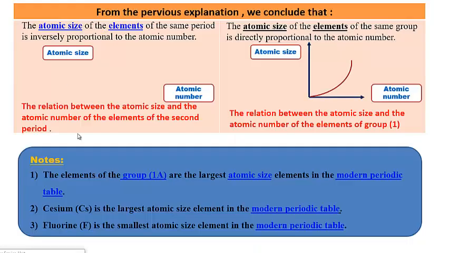Okay, let's continue. I have some notes in our lesson. Number 1, the elements of group 1A have the largest atomic size in the modern periodic table. Cesium has the largest atomic size in the modern periodic table, and it is located in the S block, the first group. What about fluorine? Fluorine has the smallest atomic size in the modern periodic table. So cesium has the largest atomic size and fluorine has the smallest atomic size.